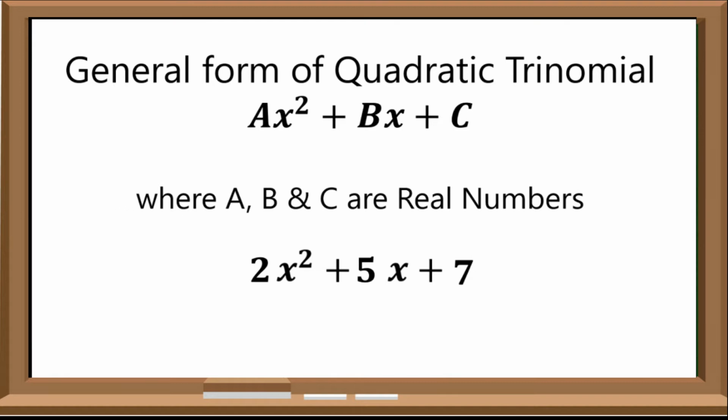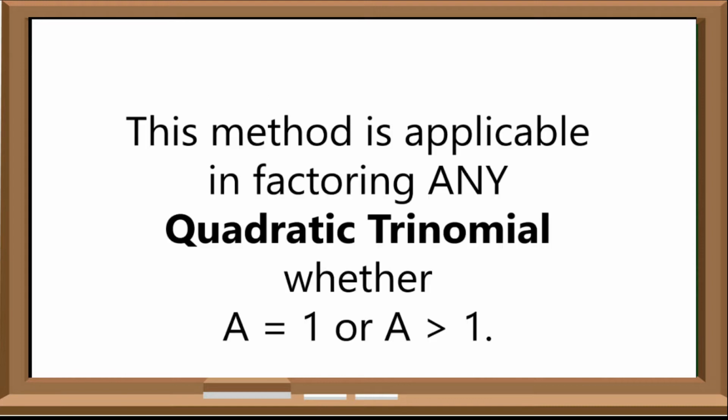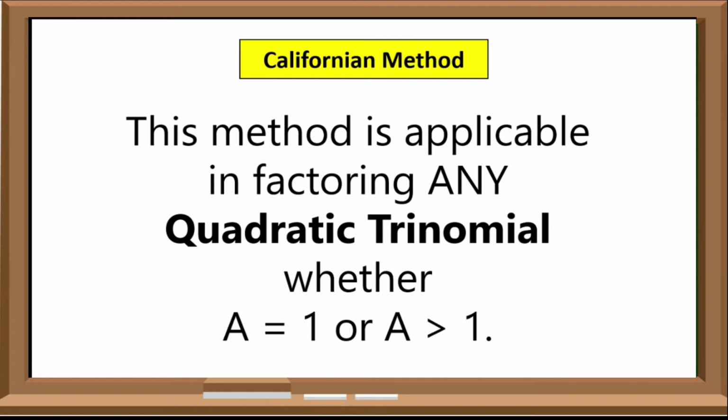I will be introducing a method that is applicable in factoring any quadratic trinomial, whether a is equal to 1 or greater than 1. And that is the Californian method. In this method, we need to follow the steps.